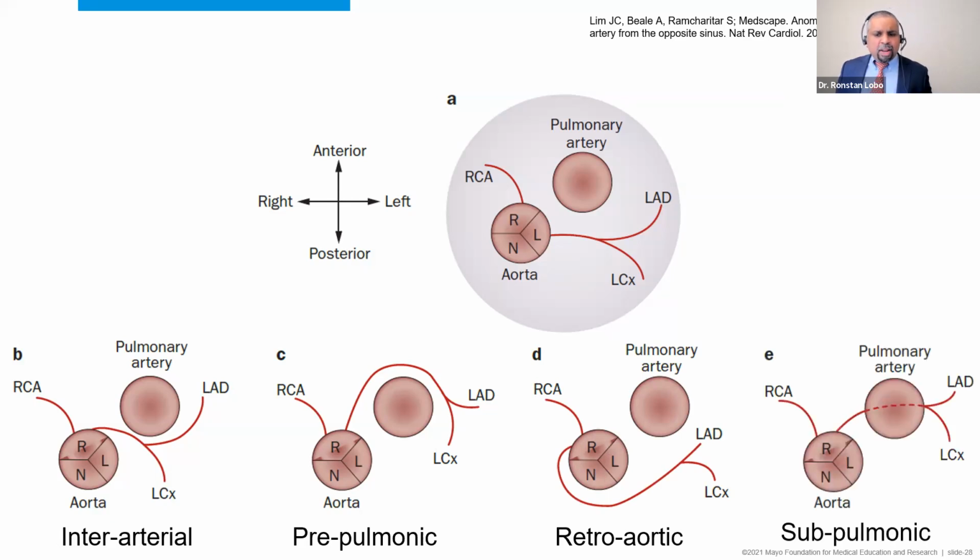There's also subpulmonic, also known as intraseptal. This is where the anomalous artery crosses between the aorta, the RVOT, and the pulmonary infundibulum, i.e., it is below the pulmonary valve. This is also considered a benign course. I should note that all these pictures show an anomalous left coronary artery, but these distributions can also be seen with an anomalous right coronary artery.